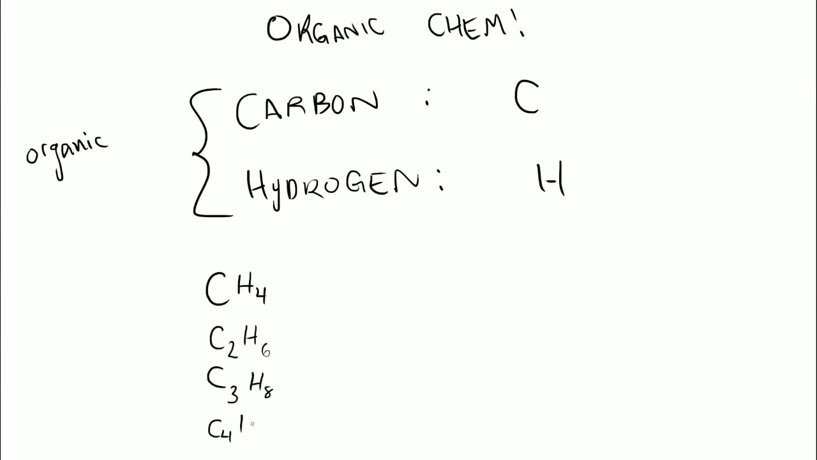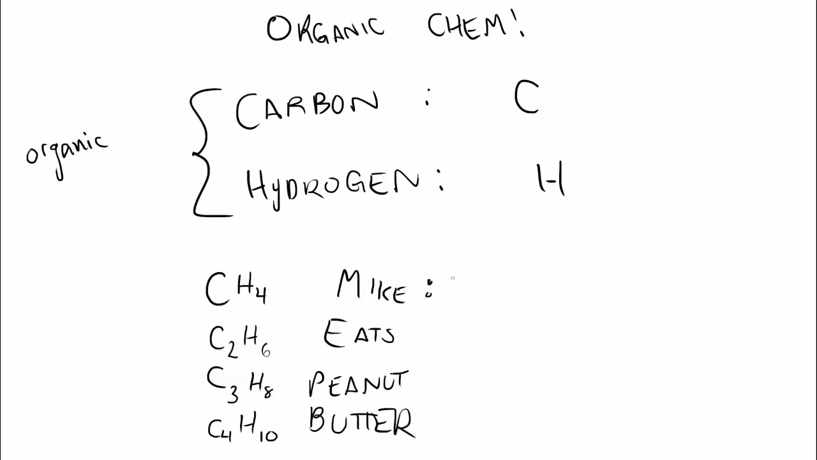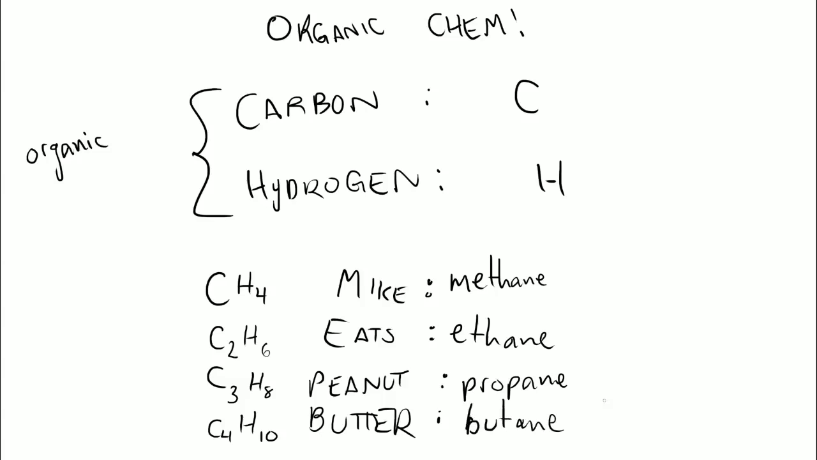and C4H10. Names: M, E, P, B. Mike eats peanut butter. It's not the real names. Alright? Also known as methane, ethane, propane, and finally butane. Those are the only ones that you have to remember, and you probably don't even have to for the exam. Pro tip.